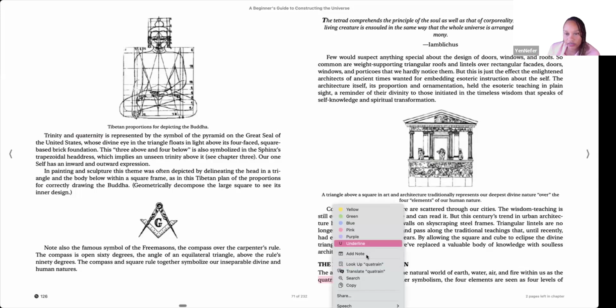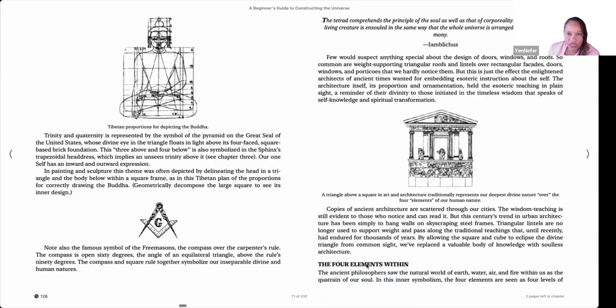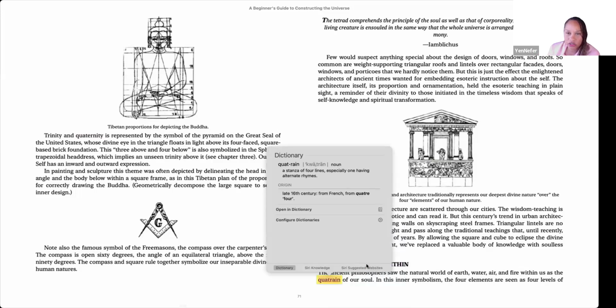Let's see what quatrain is. Oh, a stanza of four lines, especially one having alternate rhymes.